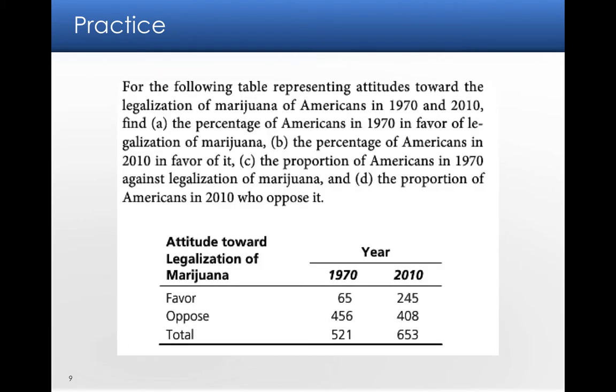So here we have the attitudes of people towards legalization of marijuana, attitudes in 1970 versus 2010, right? So we would do the same approach here, okay? So we're just going to look at one of these. The percentage of Americans in 1970 in favor of legalization would be 65 divided by 521 times 100. The proportion of Americans in 2010 who oppose it would be 408 over 653.